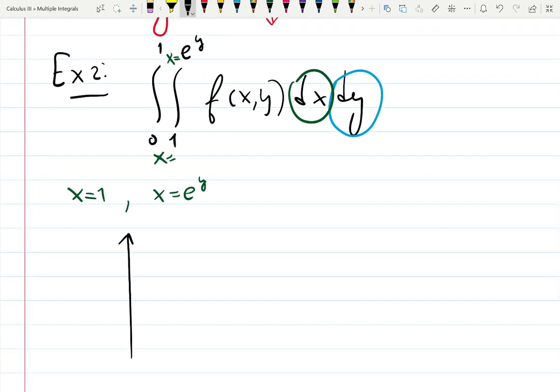Graph these two functions. X equals 1 is easy. That is just a vertical wall. X equals 1.